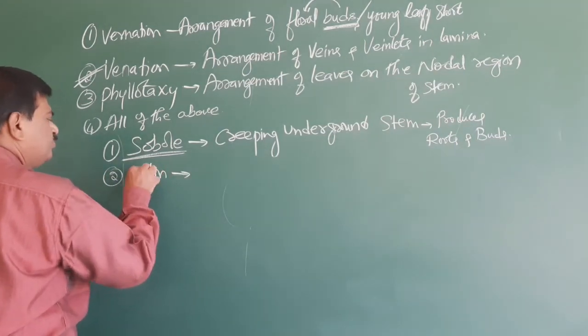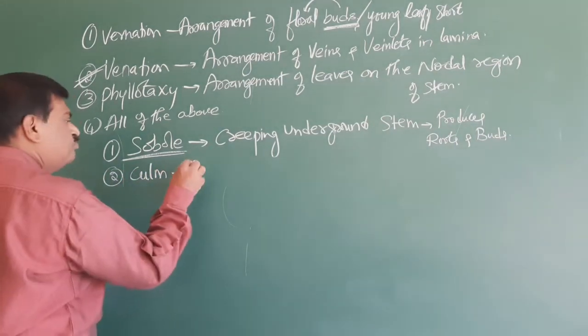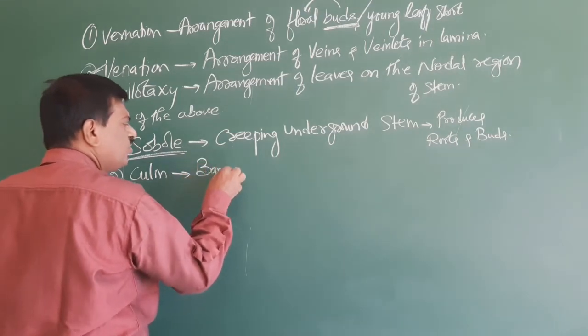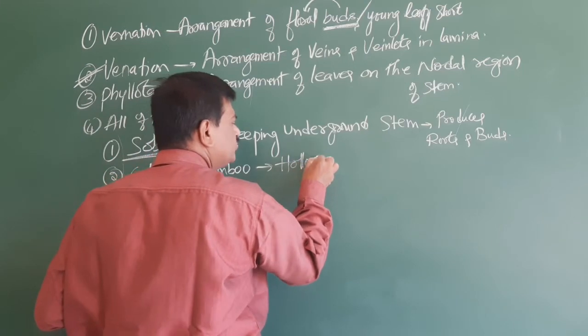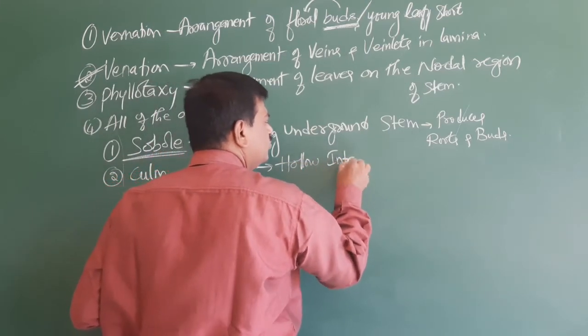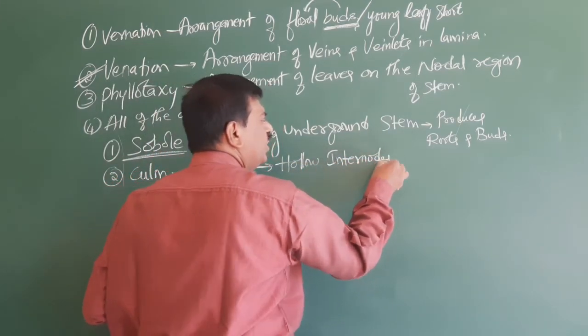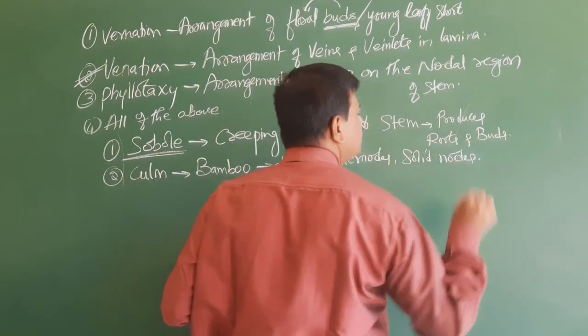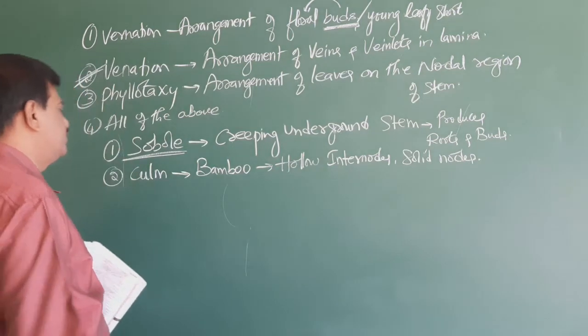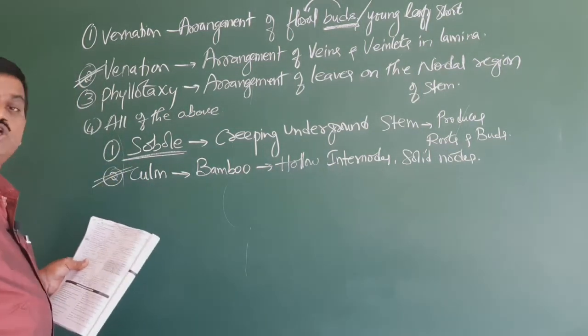So this clump you can see in the bamboo. There is a presence of hollow internodes, and also solid nodes have been present. Nodal region, solid nodes have been present and internodes. So the right answer is clump.